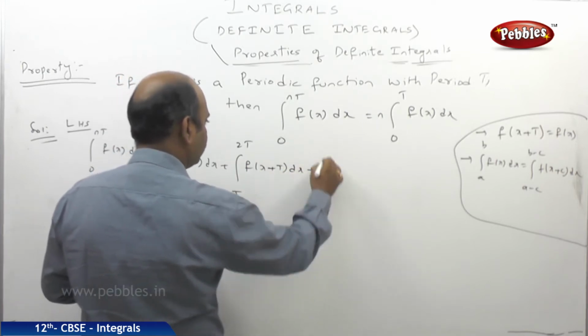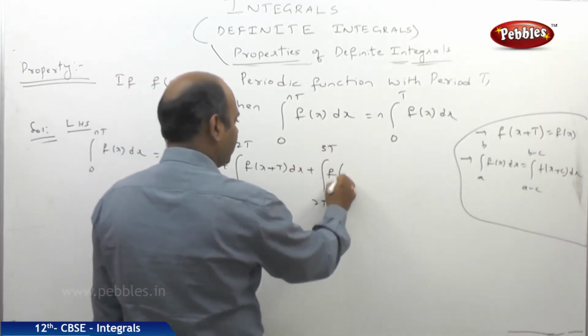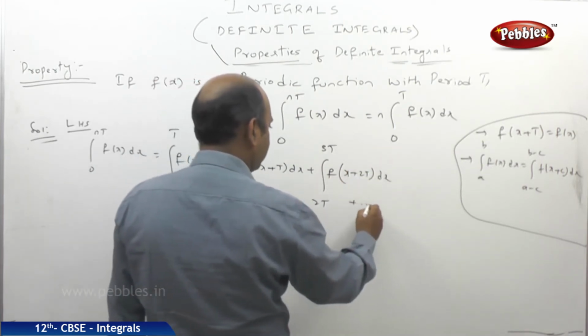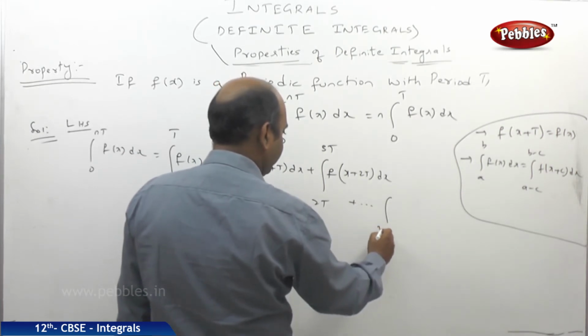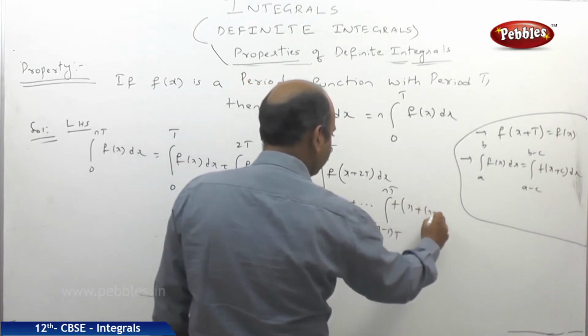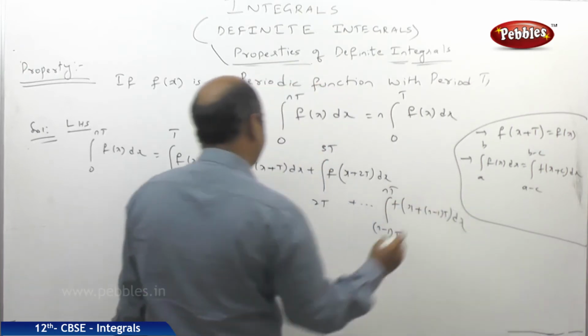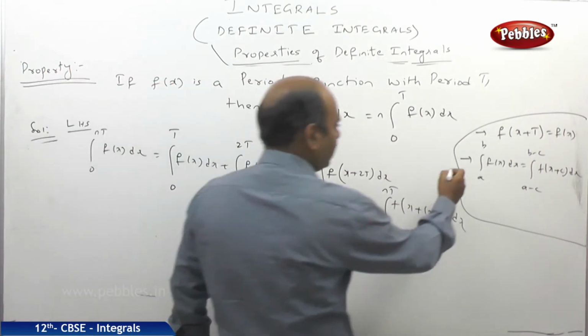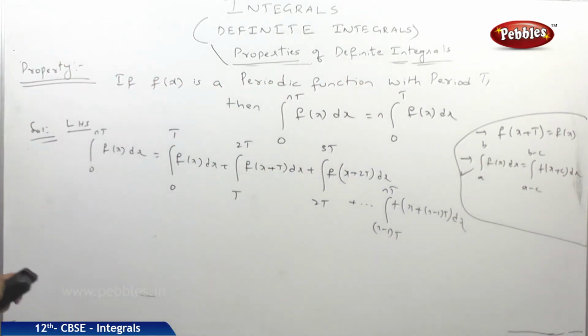Later again from 2t to 3t it just goes like this, integral of f of x plus 2t dx plus dot dot dot, finally comes n minus 1 into t to nt, and here comes f of x plus n minus 1 into t dx. Now if you could observe carefully, I will be applying this particular property: integral of a to b f of x dx is equal to integral of a minus c to b minus c f of x plus c dx, and I will be applying the definition of our periodicity.